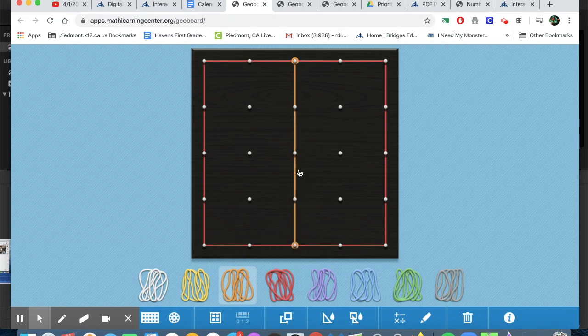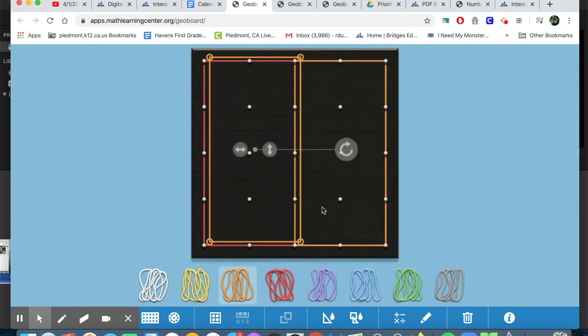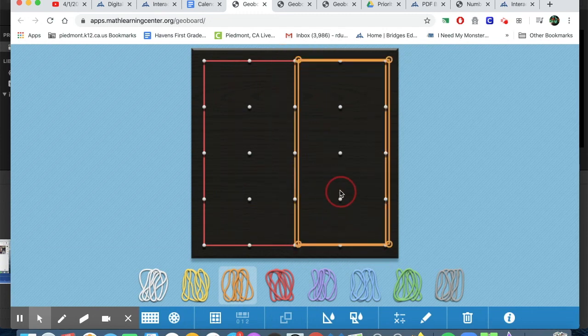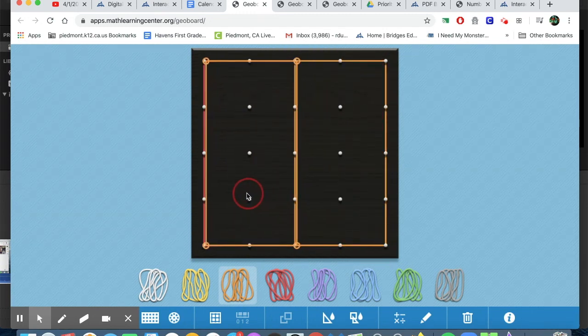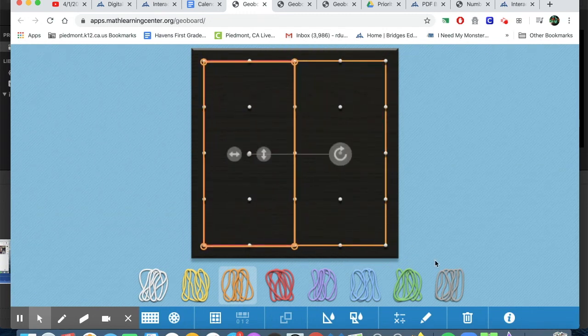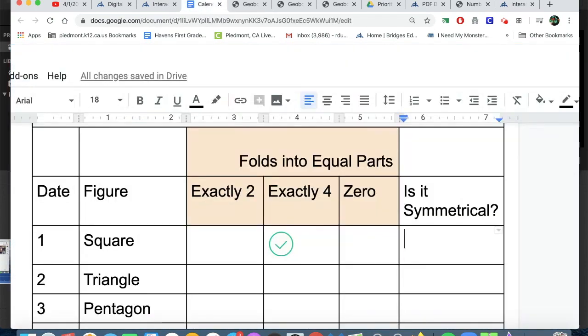If you had a square and you wanted to see if it was the same on both sides, I'm going to take this rubber band and just stretch it, and take this side and stretch it. And now I'm going to duplicate it. And you can see that this one is exactly the same as this one, right? So we're going to say yes, it is symmetrical, and we're excited that it is symmetrical.